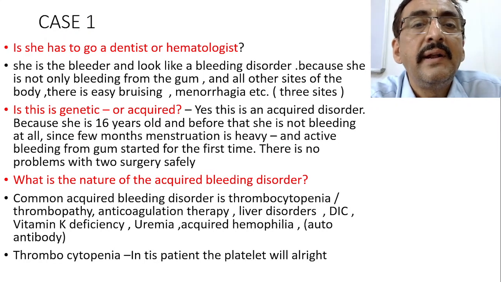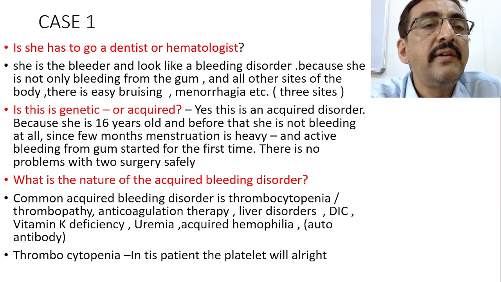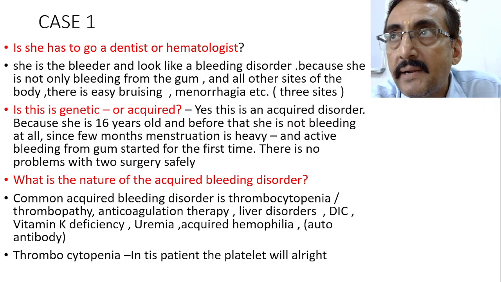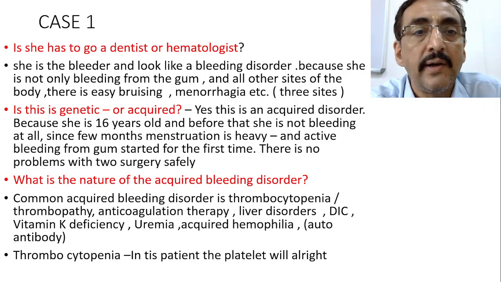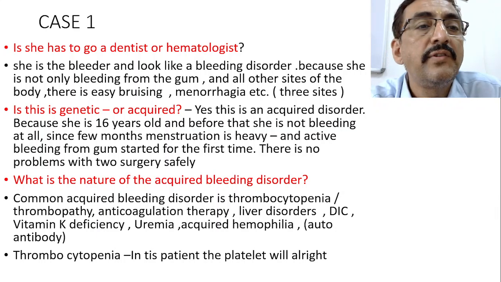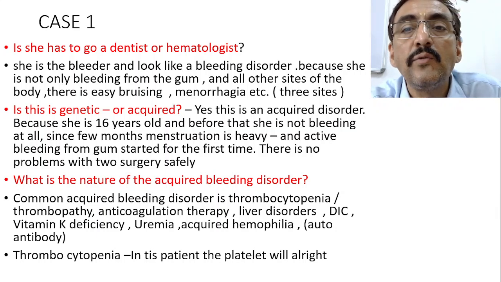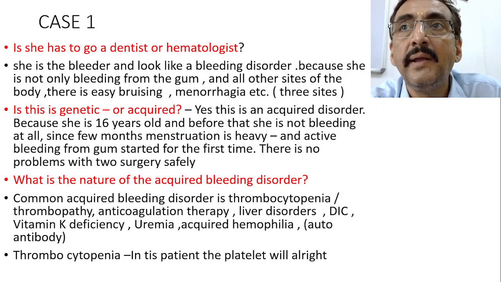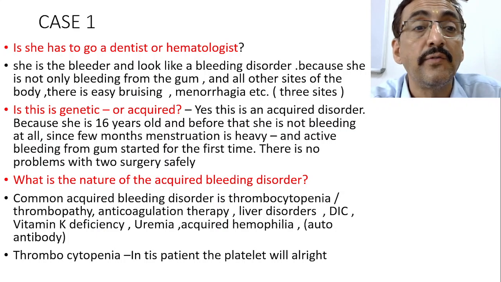Now, does she have to go to a dentist or a hematologist? Gum bleeding is there, but she is a bleeder and it looks like a bleeding disorder, because she is not only bleeding from the gum, she is also bleeding from other sites of the body, like bruising and menorrhagia, almost all 3 sites. Suppose she was only bleeding from the gum area, definitely she could take a consultation from the dentist, but it is not the case. She has similar bleeding from the other parts also.